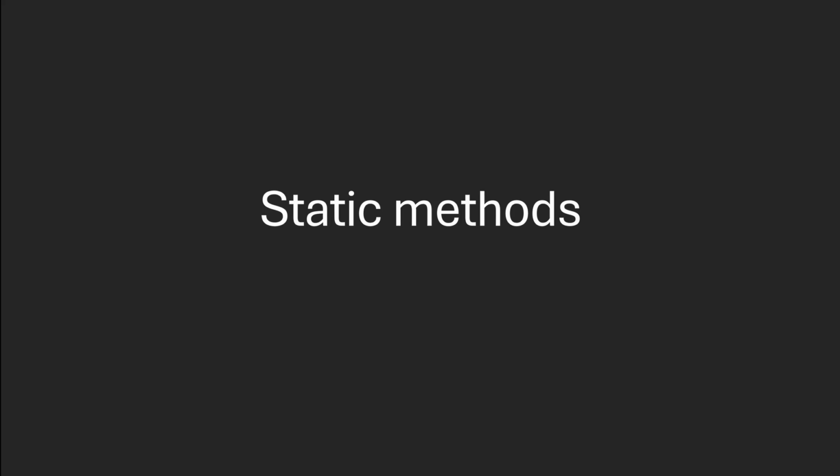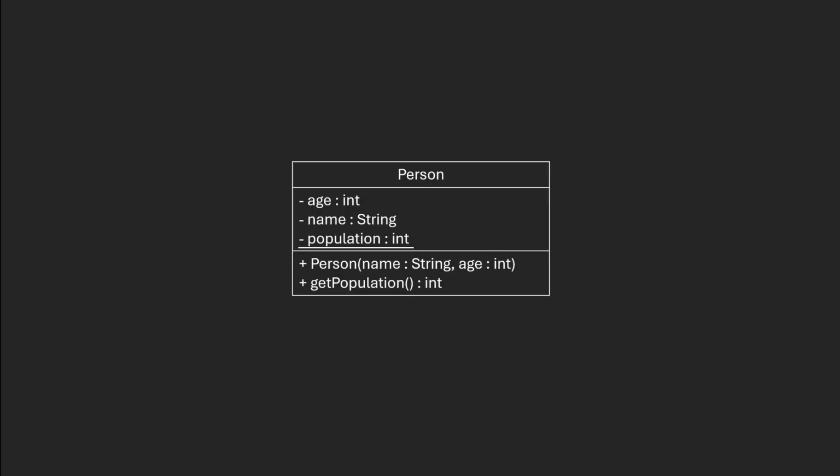Hello, this video deals with static methods. We start by continuing on the static field variable example of a person. This here is the UML diagram of that person from the previous video. Notice the underline beneath the population field variable indicating this is a static field variable.